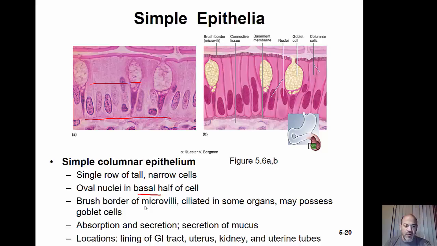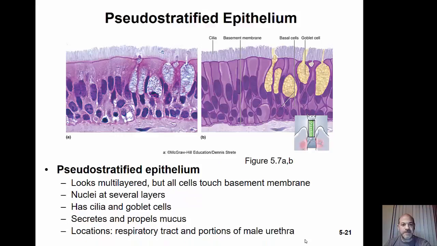Some are going to have a brush border with microvilli, which are these bumps here on top, or these extensions of the cell membrane, which increase surface area. Some are going to be ciliated and may possess goblet cells. So here's a goblet cell here and here, and this is a diagram showing that those are the cells that produce the mucus for secretion. And these are specialized for absorption and secretion, and secretion of mucus as well. These are going to line the gastrointestinal tract, the uterus, the kidney, and the uterine tubes.